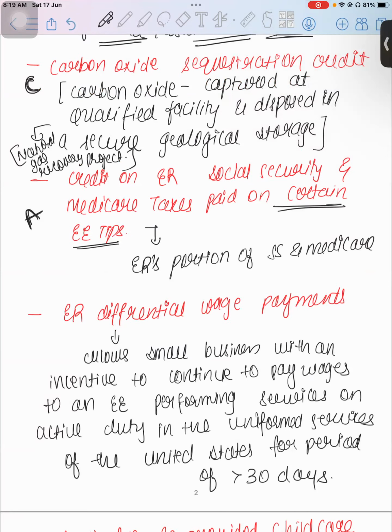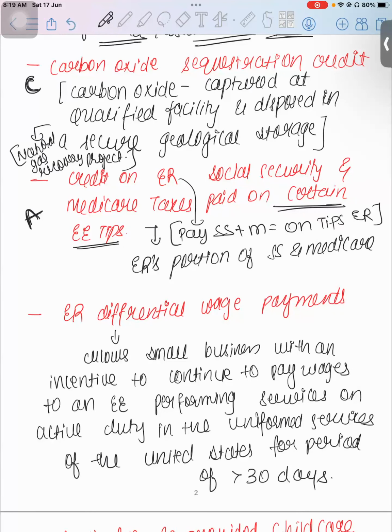If an employee receives tips during the whole month, and the tips received are less than $20, then what will the employee have to do? If they are receiving more than $20, the employee will have to report the tip income to the employer. And what will the employer do? The employer will have to pay social security and Medicare tax on the tips. The employer's part he will have to pay.